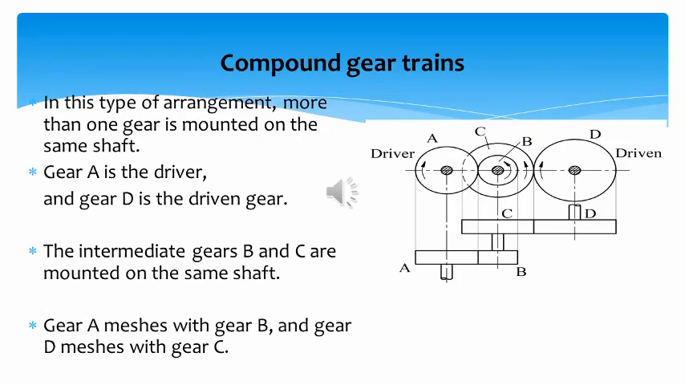Next is compound gear train. In this type of arrangement, more than one gear is mounted on the same shaft. So you can see here, gear A is the driver, gear D is the driven gear, and intermediate gears B and C are mounted on the same shaft. Gear A meshes with gear B and gear D meshes with gear C. So on the single shaft, both B and C are present. We shall see the formula for the compound gear train in the next slide.